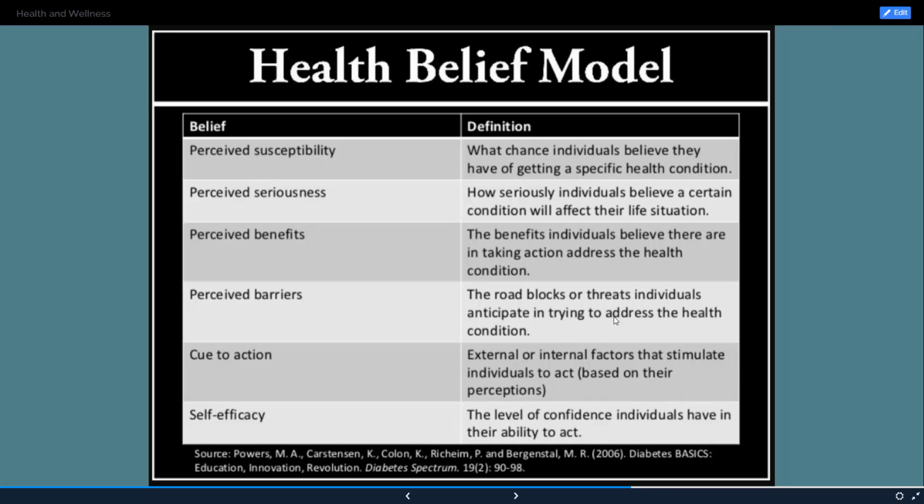Then the benefits versus barriers. Do they see benefits if they take action in addressing the health condition? So do they see that their life could be better without the smoking, or do they still feel like they need the smoking in order to fulfill something in their life? Okay. And then barriers, the roadblocks or threats individuals anticipate in trying to address the health condition. Well, somebody who smokes, maybe they do it for whatever reason, so they see that they might continue to have those issues, or those are going to become even worse if they don't continue the practice that they're doing.